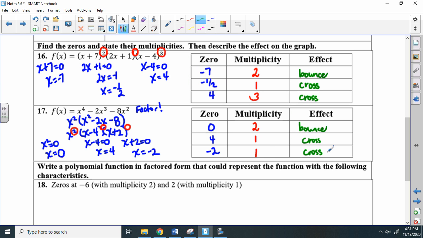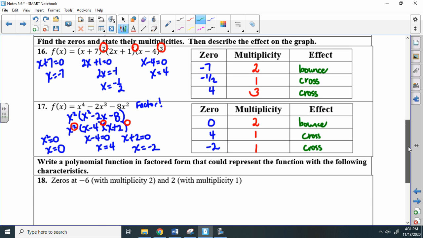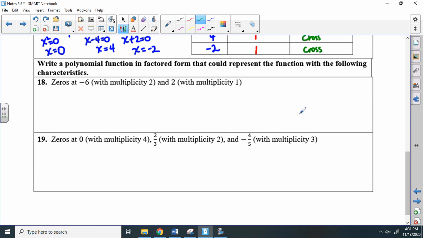Okay, and then the last thing that you're going to need to be able to do with multiplicity is, what if I tell you what the zeros are and I tell you their multiplicity, and then I ask you to write a polynomial? Okay, now the good thing is you're only going to have to write it in factored form. Okay, you're never going to have to multiply these out unless it's like a bonus question or something. All right, so if we have a 0 at -6, you first need to understand that that means x equals -6. And then if we have another one at 2, then x equals 2.